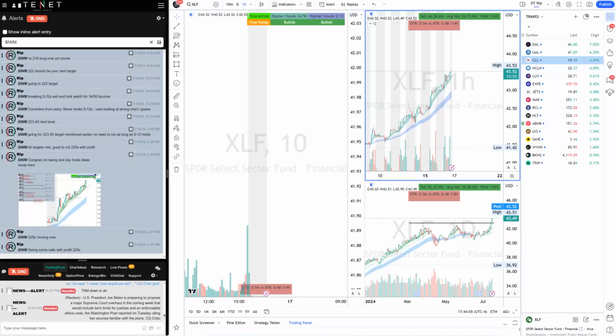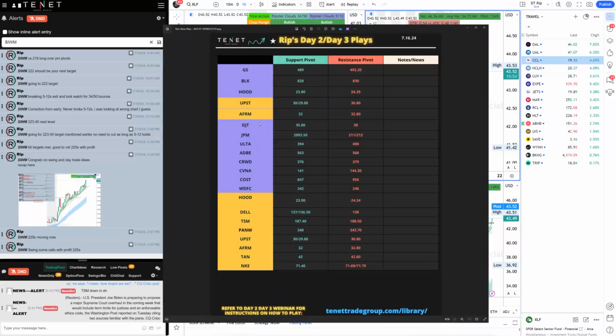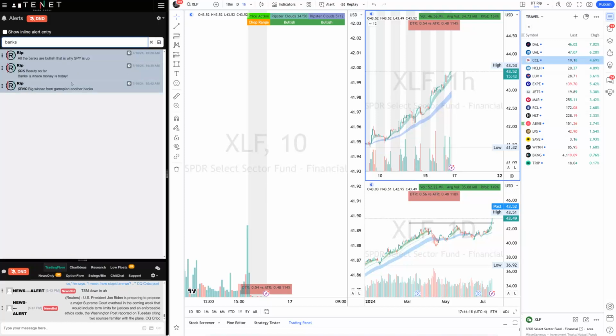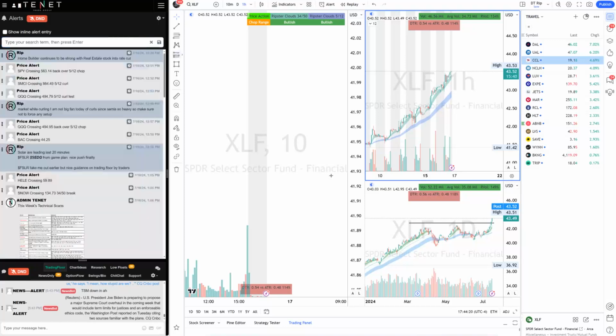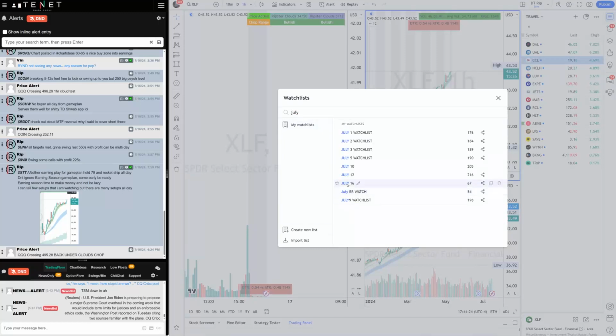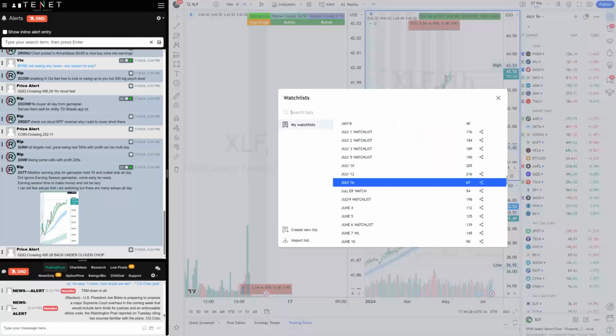So how did we trade it, right? We had our banks, Goldman Sachs and JP Morgan. Those were all our day 2, day 3 setups. We had those on our watch list, and I've been talking about banks all day this morning in the community as well. All banks are bullish. Every bank is bullish, and banks were reporting earnings today as well. So let's look at all the banks that we traded.